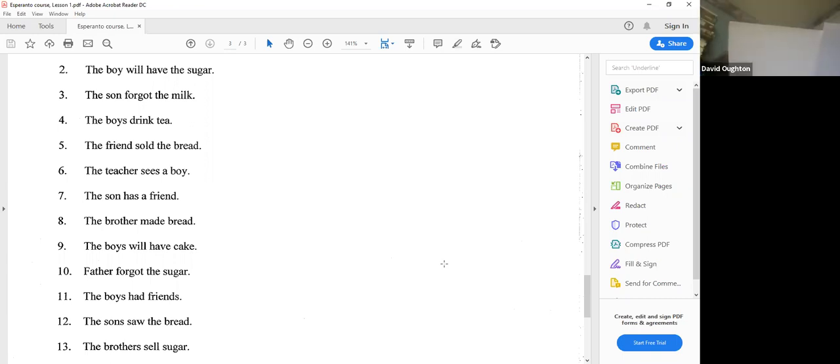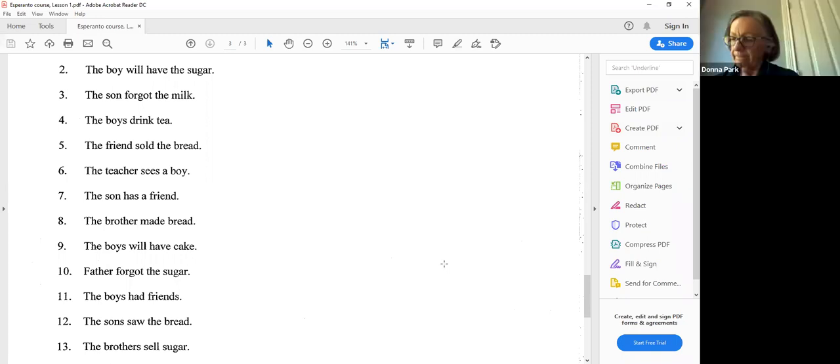Okay, 15, the friend will drink milk. So we need la, and we have future, will drink. So Leo, what would 15 be? La amiko trinkos lakton. Good. Everybody agree on 15? Yep. OS meaning will. Is that right? Yes. Trinkos, OS means in the future. So will drink. Yes.